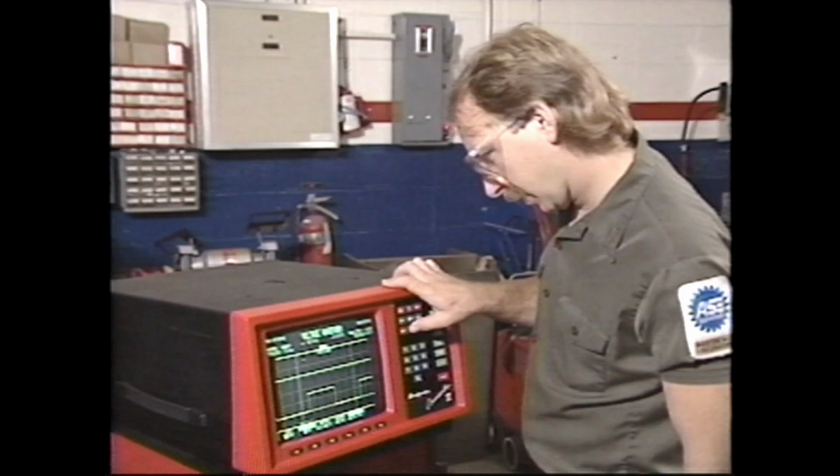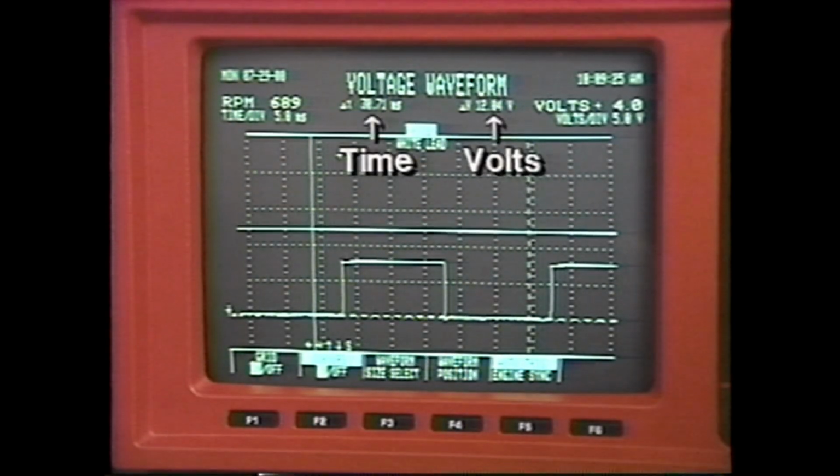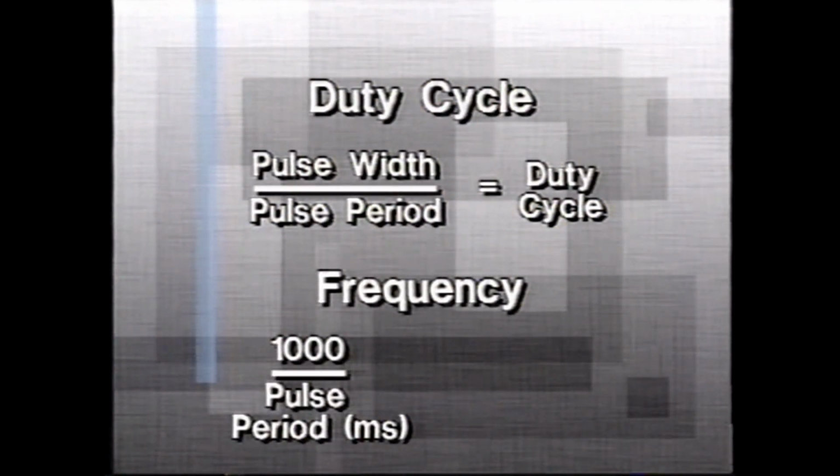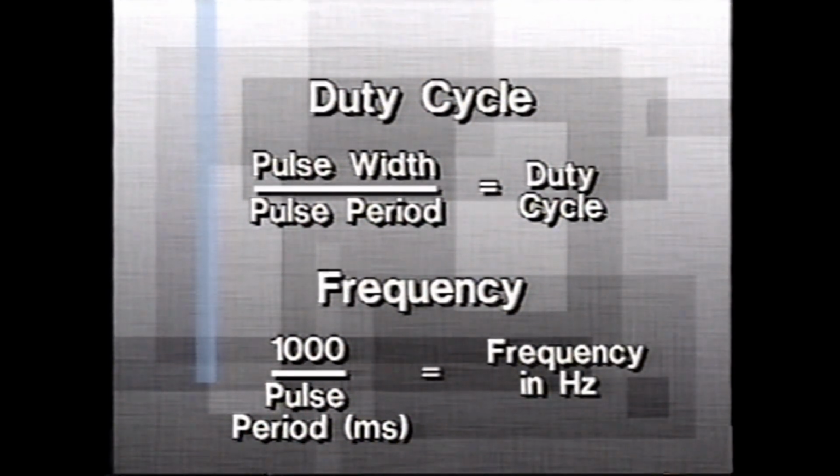As you can see, the distance between the two cursors is calculated automatically and displayed as delta V or delta T values. Once you obtain these measurements, you can calculate duty cycle by dividing the pulse width value by the pulse period value. You can also calculate frequency by dividing the pulse period in milliseconds into 1,000. This gives you the pulse rate per second in hertz. It's easy to check the duty cycle or frequency with the duty cycle bar graph screen.